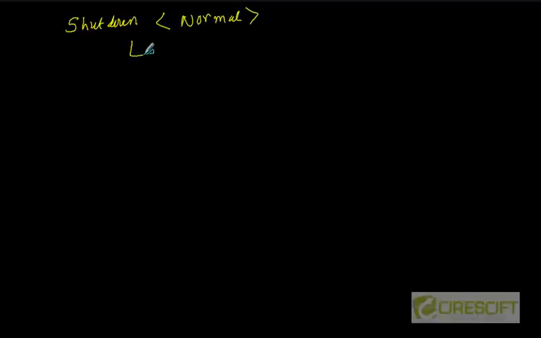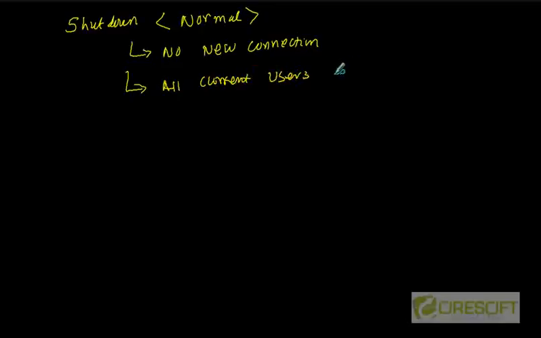In the normal shutdown, the following things happen. It will not allow any new connections. That means once you give the command shutdown normal, no other user after that point can connect to the database. If they want to connect, the database is going to send them a message that the database is in the shutdown process and you cannot connect anymore. However, Oracle is going to wait. We will close the data files, but we cannot close the data files until all current users disconnect. Essentially, Oracle will wait until all current users are disconnected.